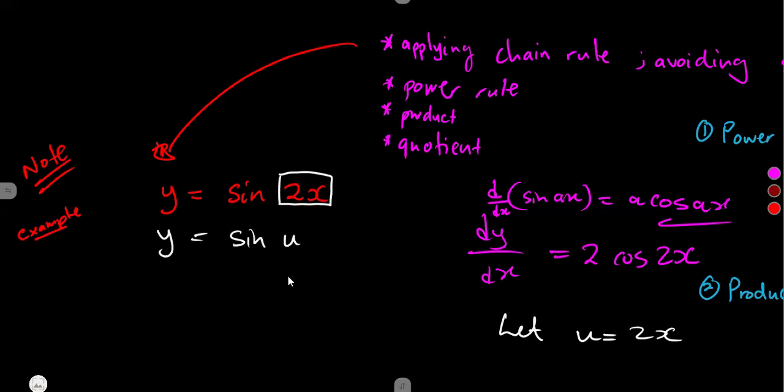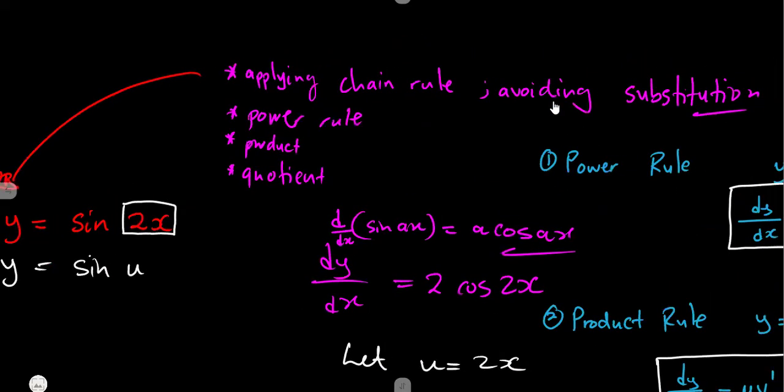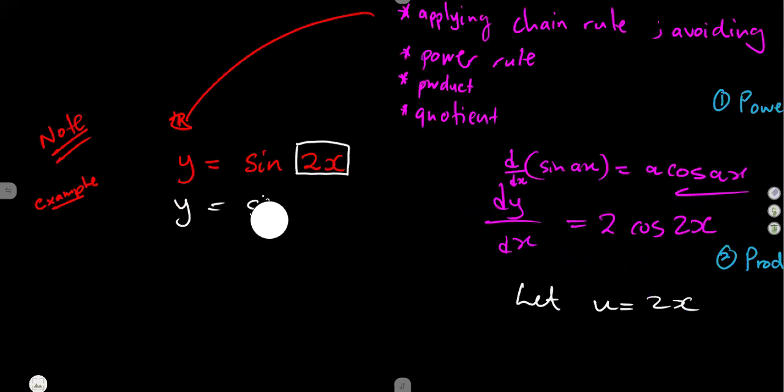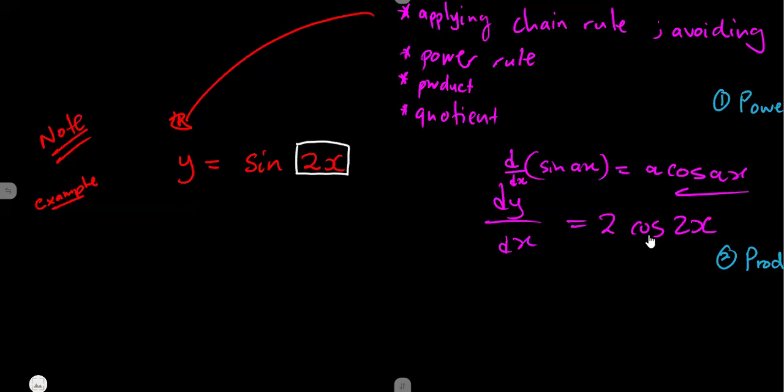Guys, don't write anything. I just want you to see. We're not going to use this. Then you write y is equal to sine of u. Then you differentiate this one, here you differentiate du dx. Then you substitute. But we said we want to avoid substitution. So we are not going to use this part. That's why I said do not write anything there. We want to avoid substitution.